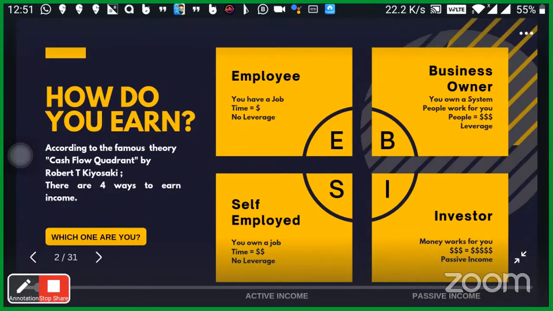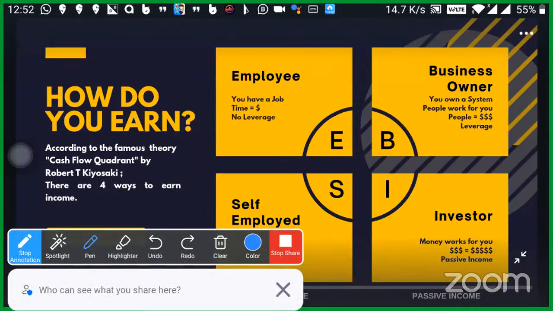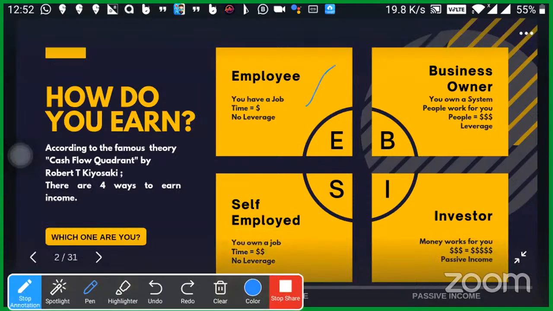What are these categories? On the left side, you see there is E, that is an employee, right? Employee means a working person who works for a job, who works for some company, and he earns his living doing a job, right? So many of us are into jobs.